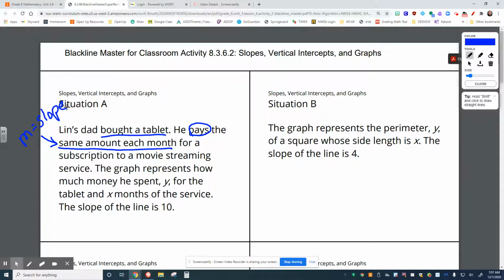There's a subscription that he has. The graph represents how much money spent is Y. So Y is the total cost for the tablet and for X months of the service. The slope of the line is 10. That's kind of cool. That tells us something. We already know that the slope is a constant rate. So if he's paying the same amount each month and the slope is 10, then we know that dad is paying $10 per month.